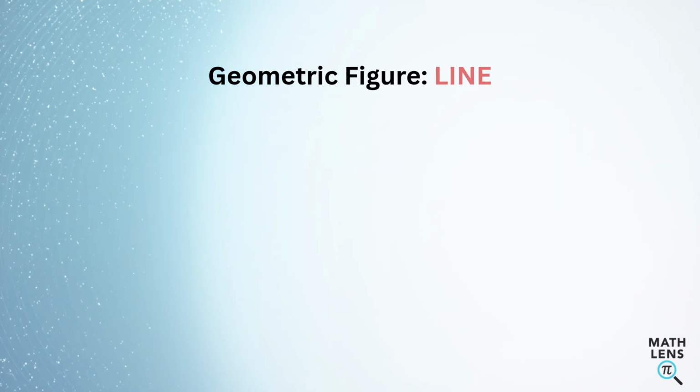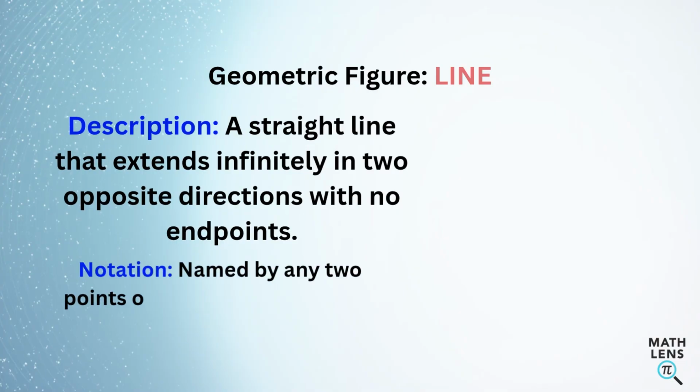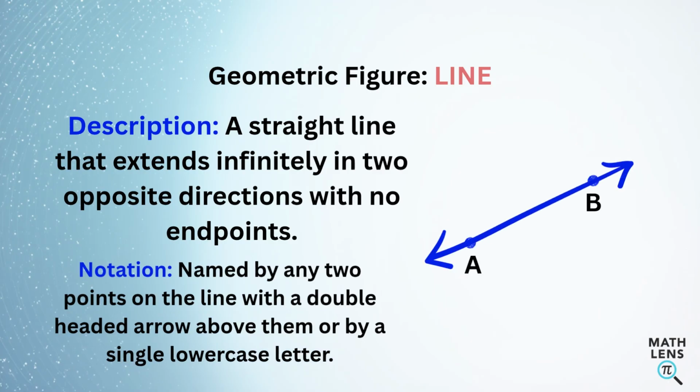Next, line. A line extends infinitely in 2 opposite directions. It doesn't have endpoints, which means it goes on forever. We can represent a line in 2 ways: by using any 2 points on the line with a double-headed arrow above them, or by a single lowercase letter. For example, if we have a line passing through points A and B, we can denote it as line AB with the arrow above, or simply as line L.